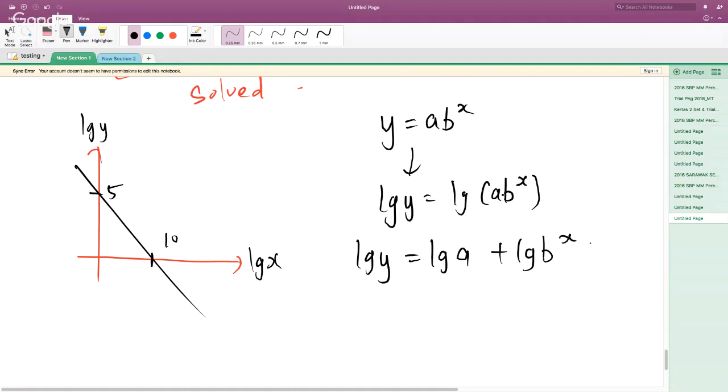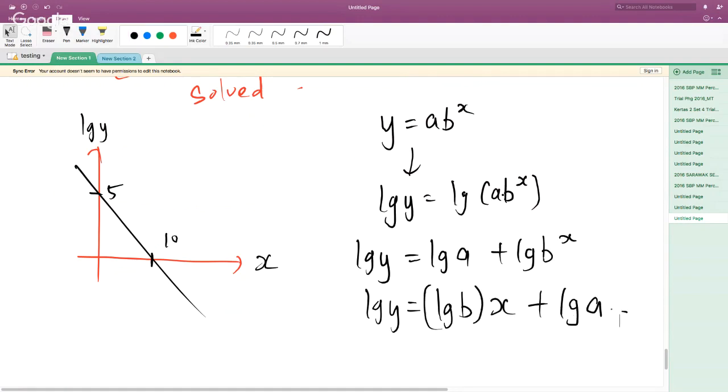Cannot be. Okay, my bad. This one is over x. Okay, then what you need to do is you move the x in front, and then you get log b x plus log a. Okay, this is one of the very, very common questions for linear law. And then the question basically asks you to find a and b.